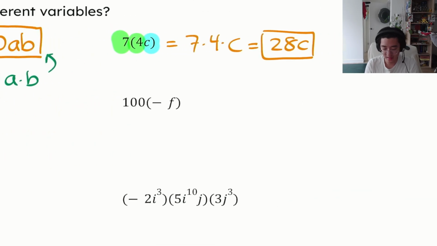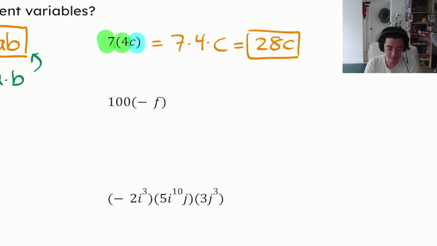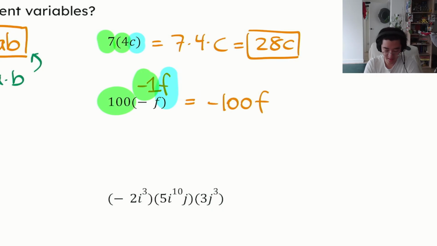How about here? 100 and just negative f. Our first term here is 100, or the coefficient, or like the constant. That's a lot of names for just a number. And next here, you can think of this negative f as just negative 1f. In negative 1f, we can see that we got the coefficient negative 1, the variable of f. So we just have 100 times negative 1, negative 100, f by itself. Just like that.